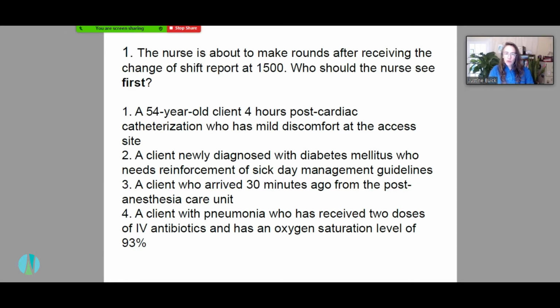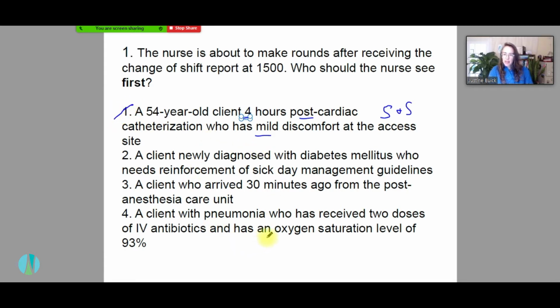So the nurse is about to make rounds after receiving the change of shift report at 1500. Who should the nurse see first? A 54-year-old client, 4 hours post cardiac catheterization, who has mild discomfort at the access site. I always want to look at the time frames, like 4 hours, which would be concerning if it's only been 4 hours. I want to make sure they're not having complications. And the procedure was a catheterization, so of course I'm going to be worried about bleeding. But the sign and symptom data just says that they have mild discomfort at the access site. That is a common finding and it's not an immediate complication.